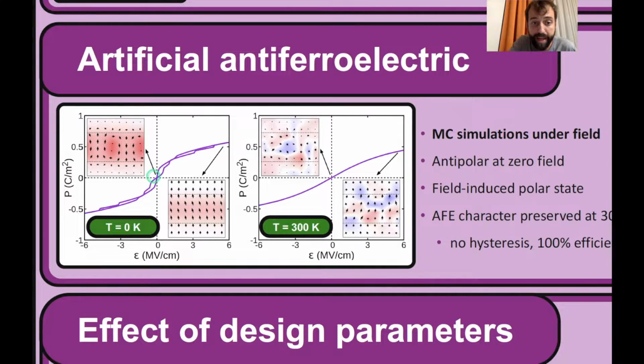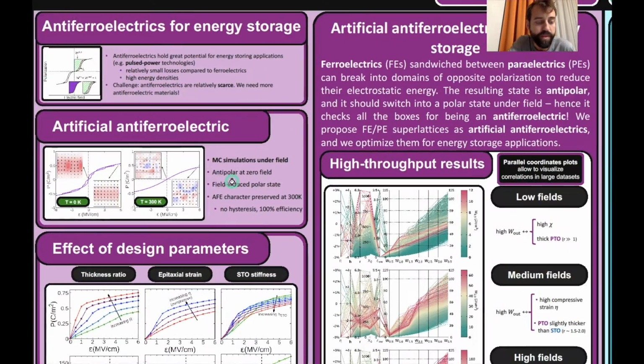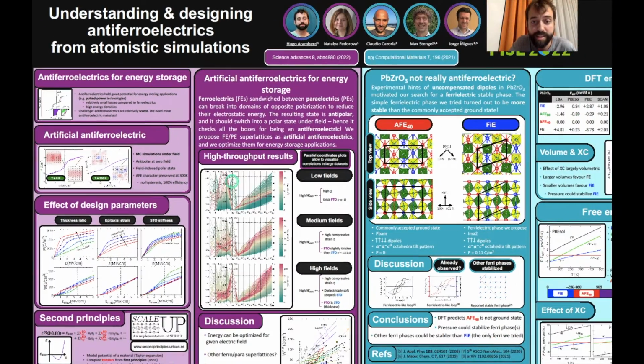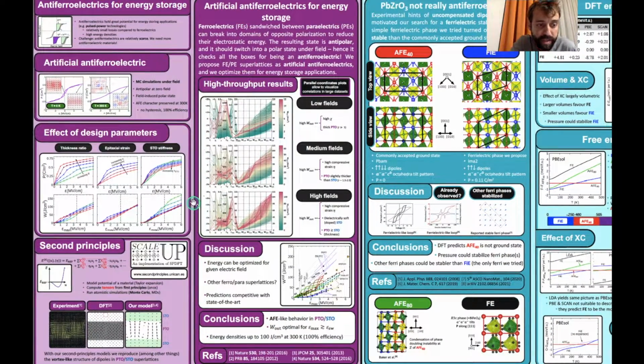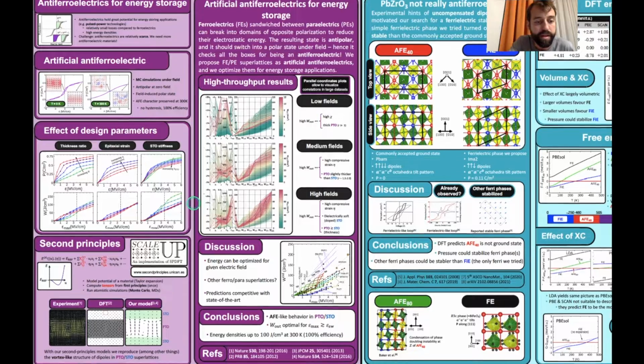Now, when you apply an electric field along the direction of the polarization, these superlattices can fully switch into a polar state. So we have an antipolar system that can switch to a polar state when subject to field, and hence we have antiferroelectric-like behavior. One advantage that these artificial antiferroelectrics pose is that there are several design parameters that we can use to tune their response, like the thickness of the ferroelectric or the paraelectric layers or the epitaxial strain.